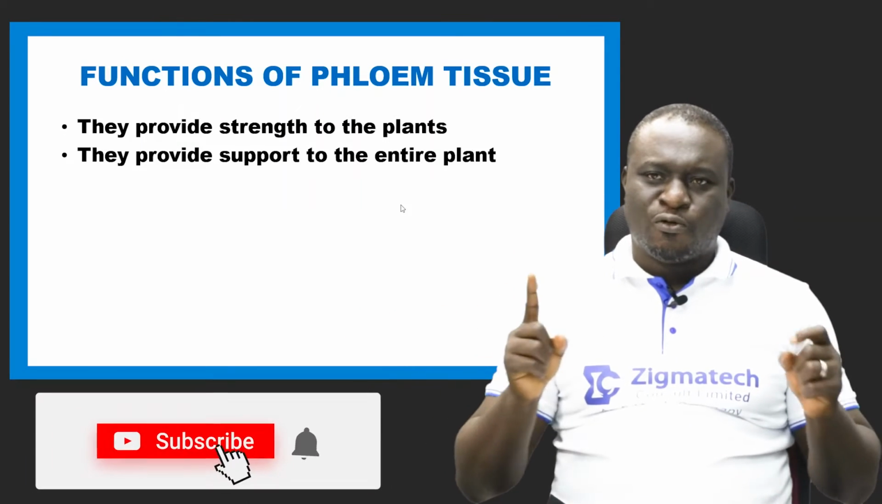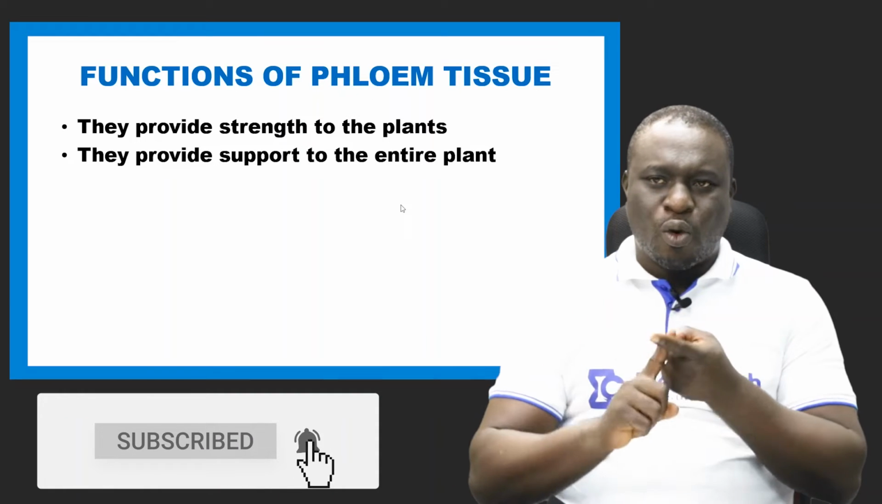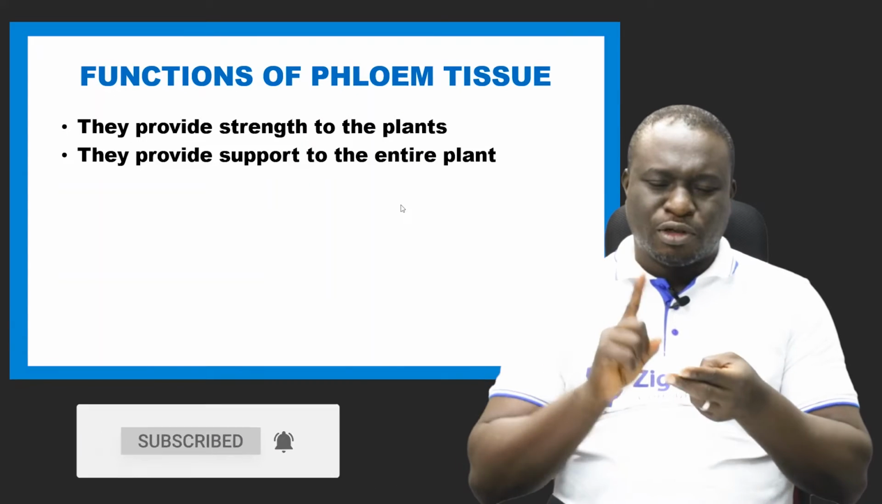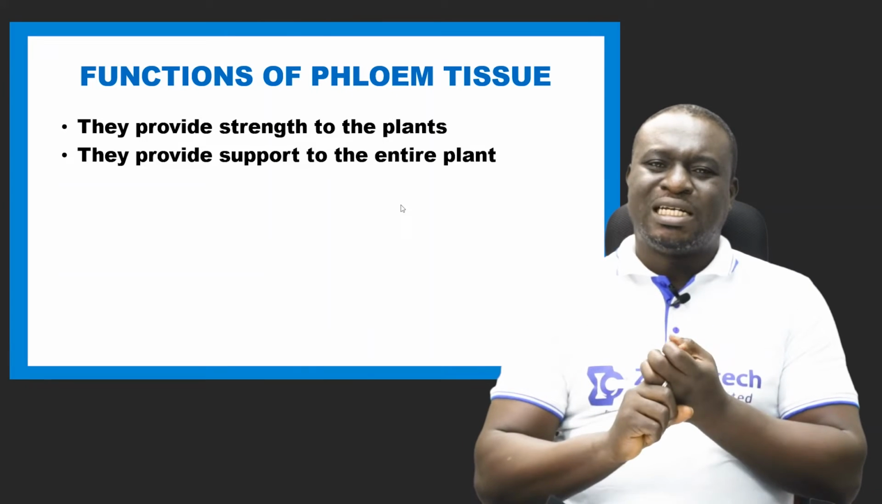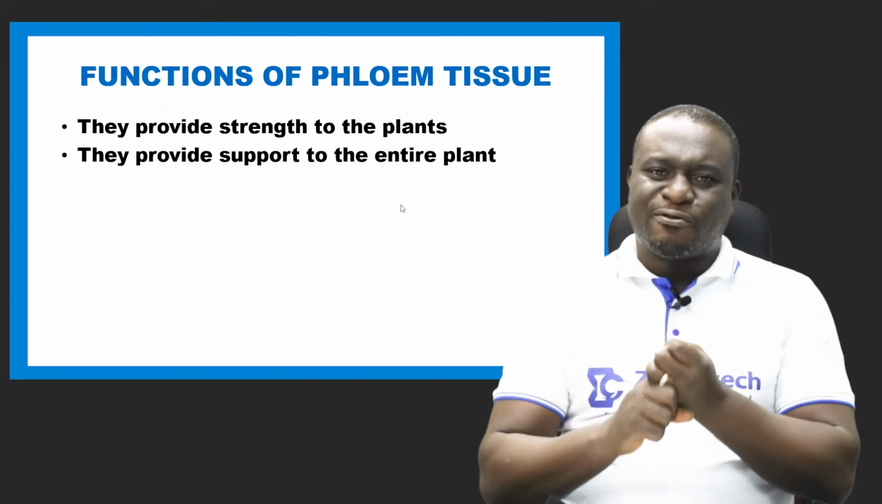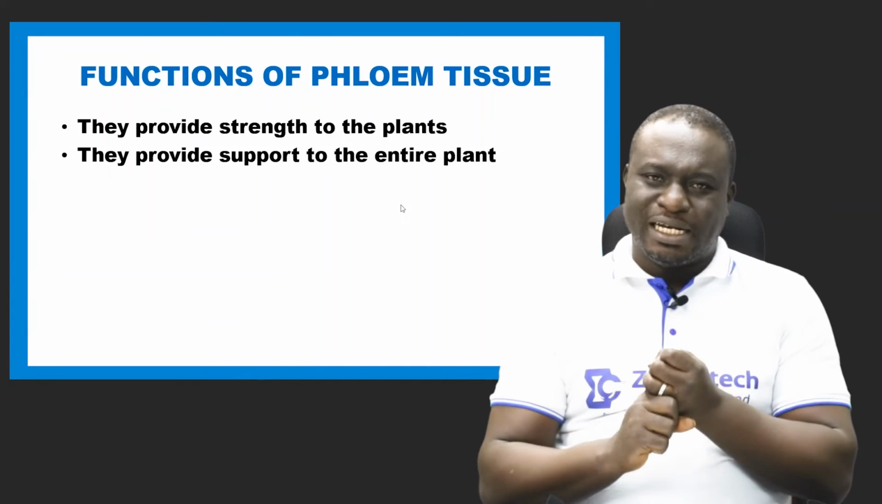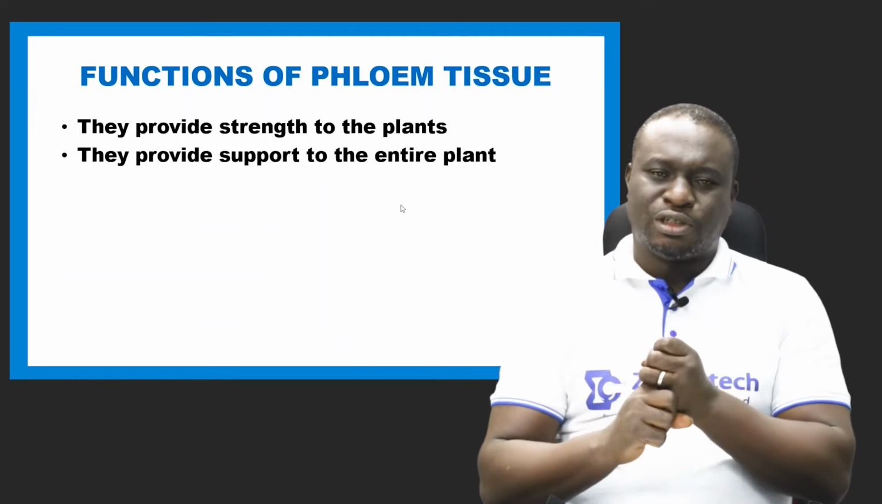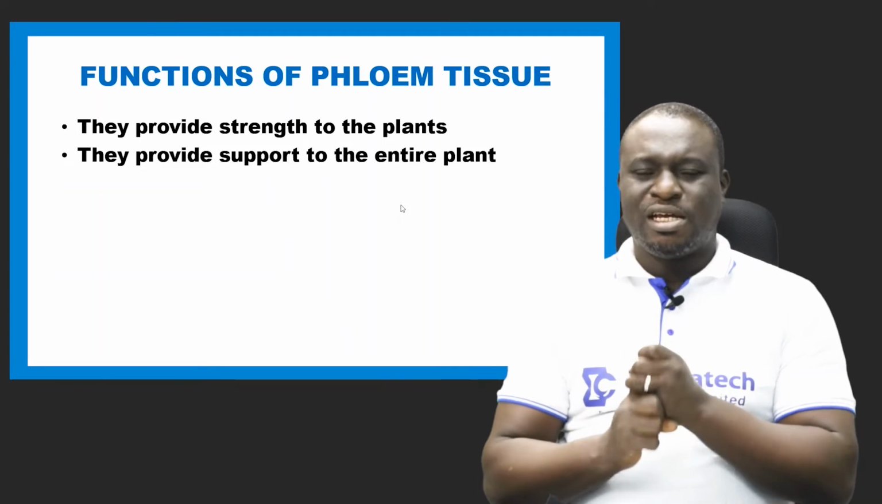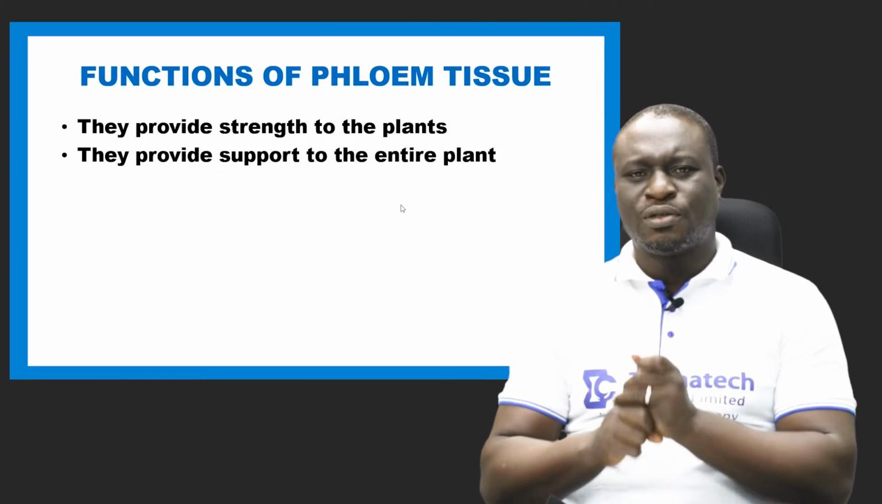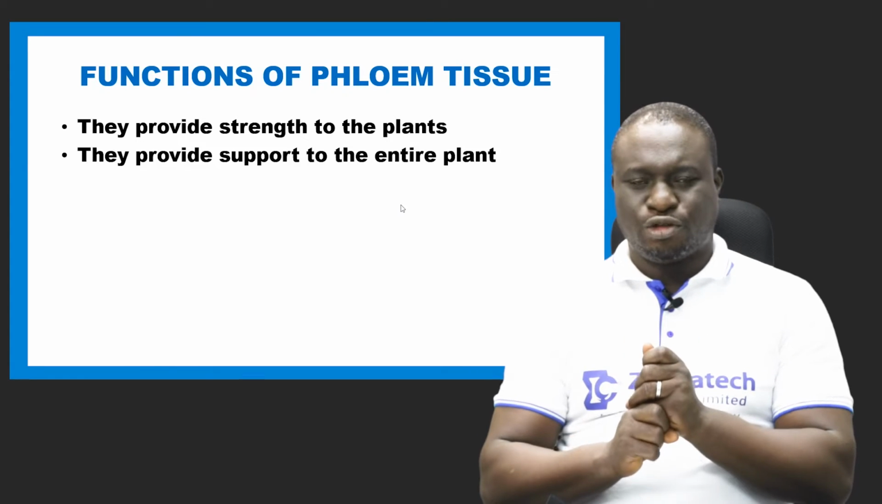I repeat, functions of the phloem. Number one, they provide support. Number two, they provide strength to the plant. Number three, they conduct manufactured food from the leaves to the roots, to the stems, and other parts of the plants. So these are three important functions of the phloem tissue.